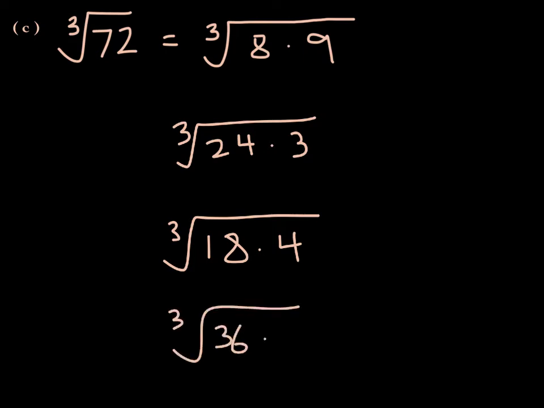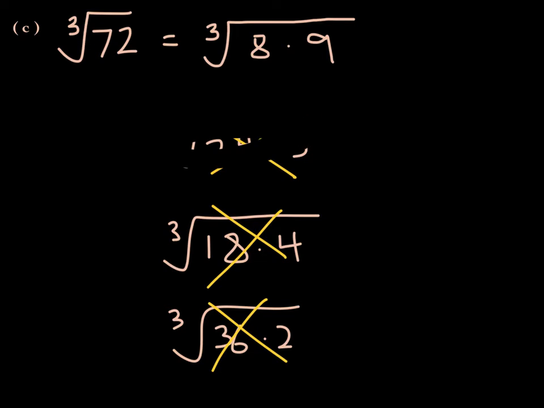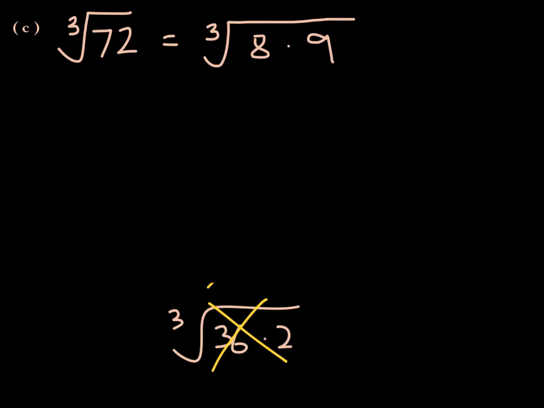36 times 2. But the reason why none of these are good ways to rewrite 72 here is because neither 24 nor 3 are perfect cubes. Neither 18 nor 4 are perfect cubes. Neither 36 nor 2 are perfect cubes. So none of these are good ways to rewrite the radicand. We choose to rewrite the radicand as 8 times 9 because 8 is a perfect power of the index. It's a perfect cube. I hope that makes sense, right?